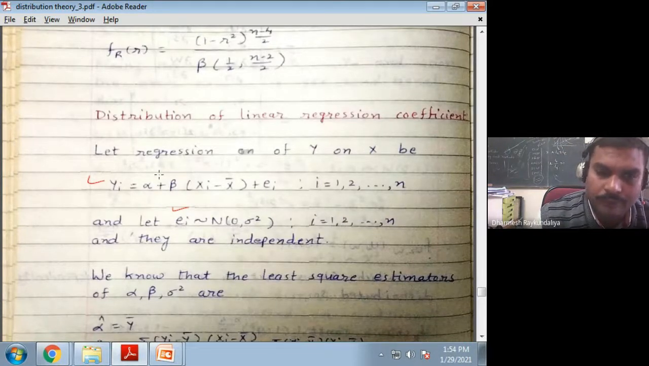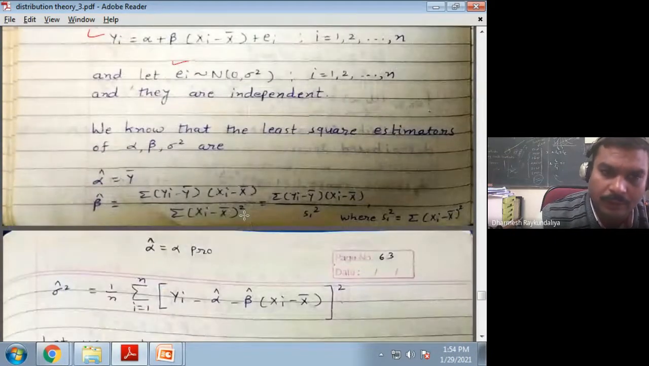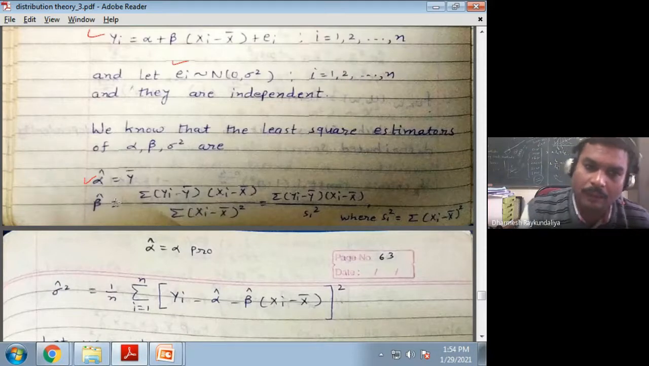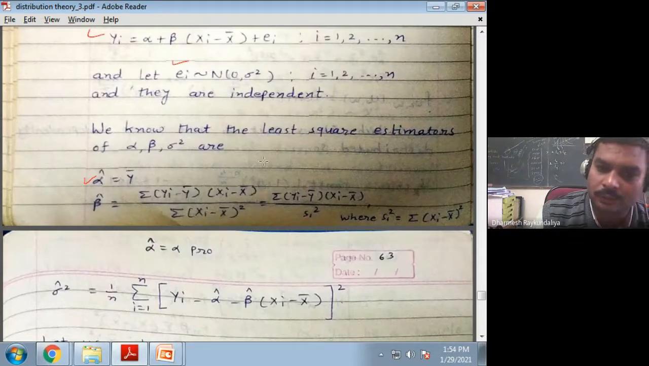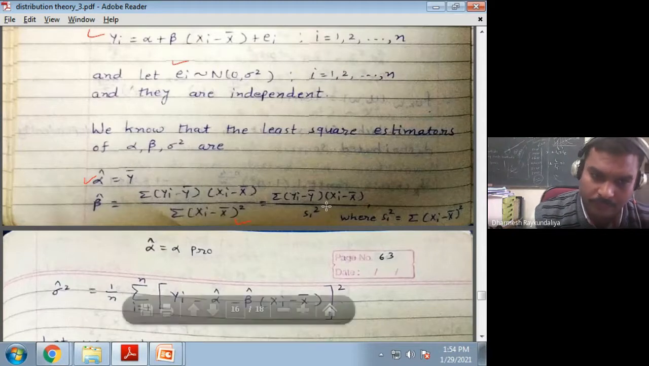We have studied at the BSc level the least square estimates of the intercept parameter, the slope parameter, as well as sigma square. The least square estimate of alpha is alpha cap equal to y bar. Usually we have seen that alpha cap equals y bar minus beta cap x bar, but here xi is taken as deviation from the mean, so alpha cap is just y bar. Beta cap is the summation of (yi minus y bar)(xi minus x bar) upon summation of (xi minus x bar) whole square, and we call summation of (xi minus x bar) whole square as S1 square.